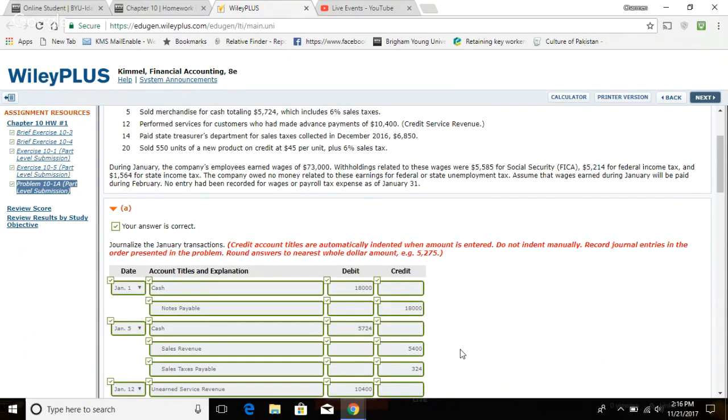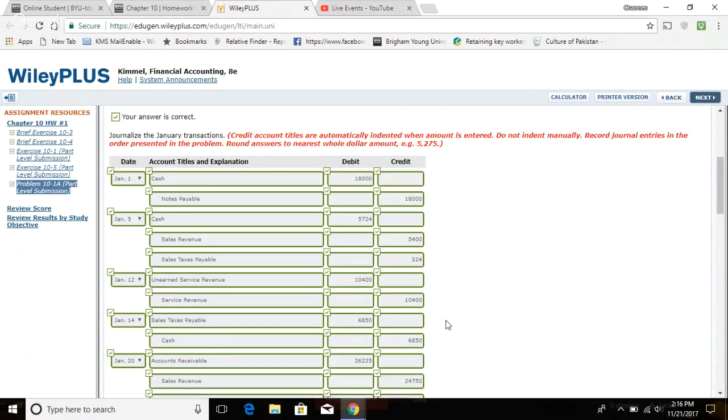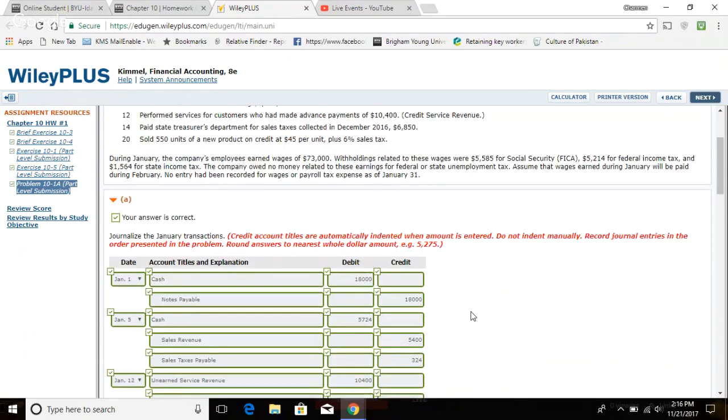Our next transaction is on the 14th. We paid State Treasurer's Department for sales tax collected in December of 2016 of $6,850. So on January 14th, we would debit our sales tax payable, and then we would credit cash because we were actually paying this amount out to whoever, the collection authority.